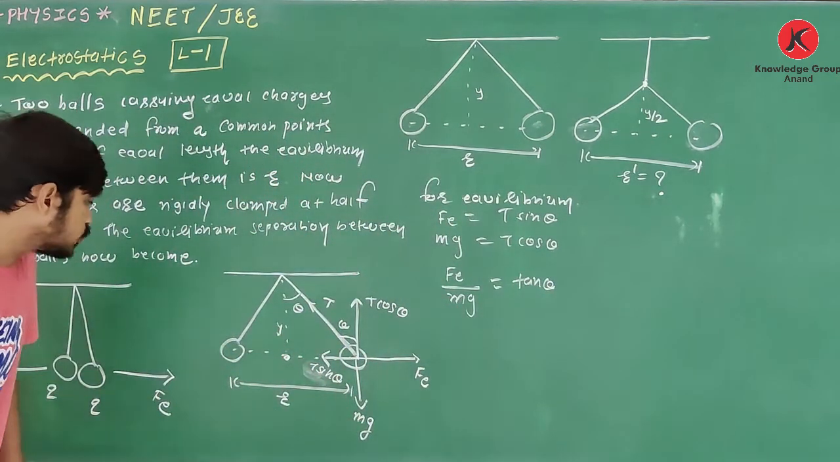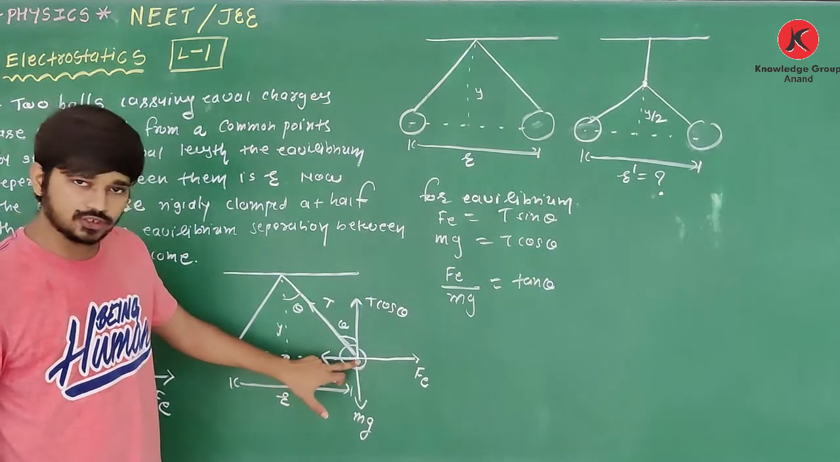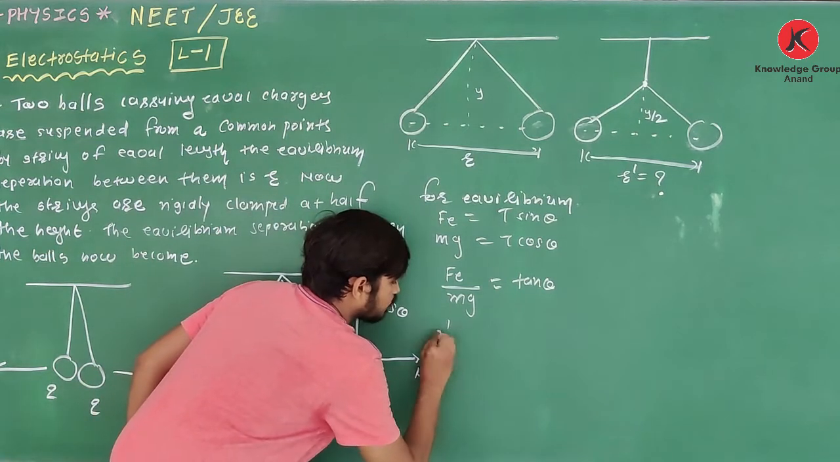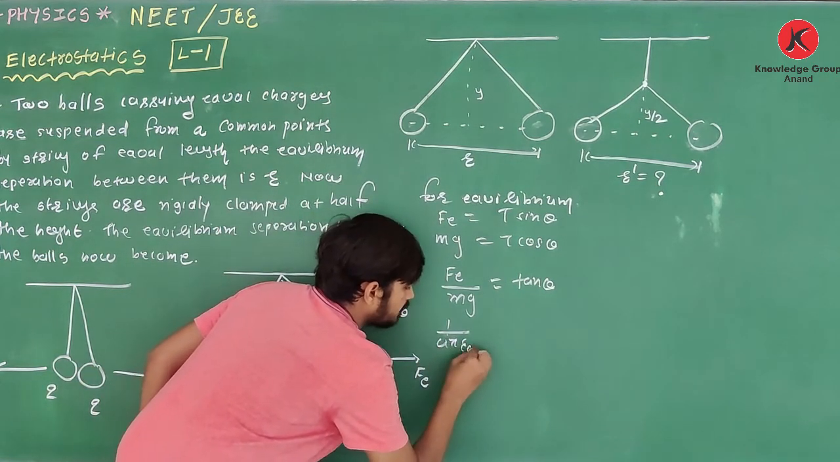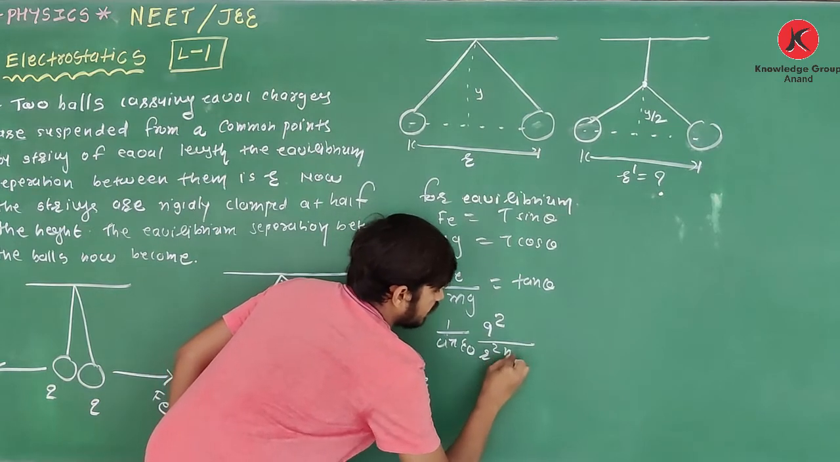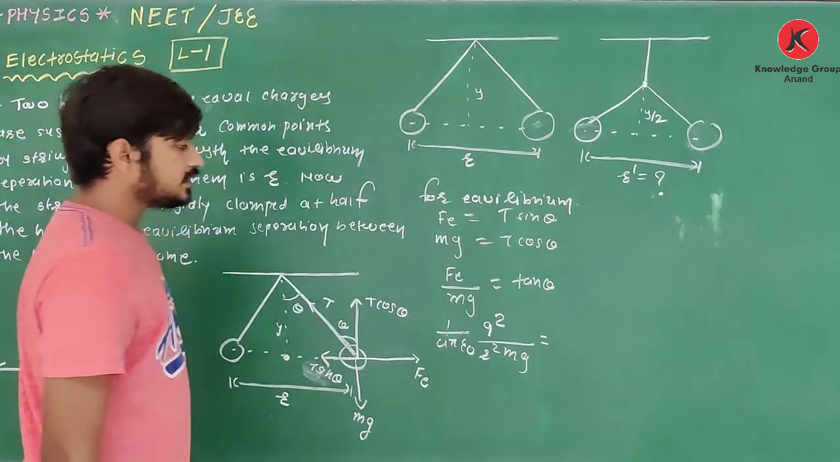Fe is the electric force between two spheres. See, charge on this is Q, charge on this is Q. Distance between them is r. So I can write it as 1 upon 4 pi epsilon 0 Q square upon r square, upon mg is equal to tan theta.